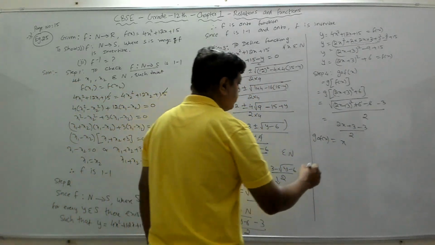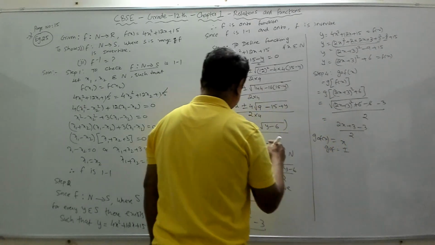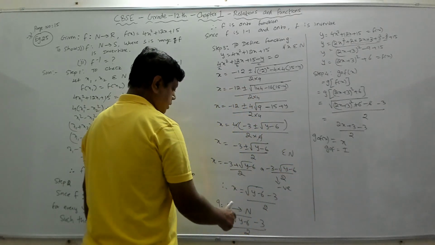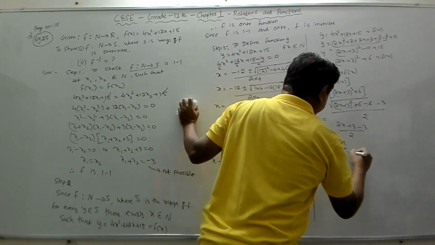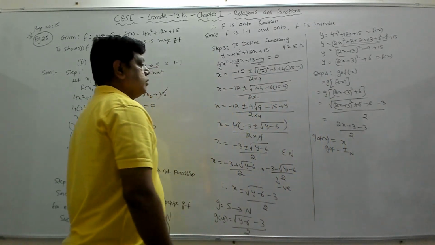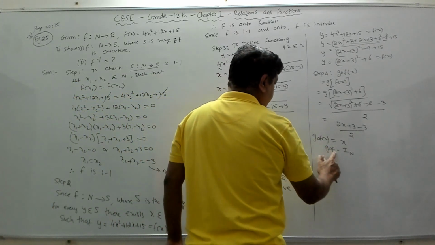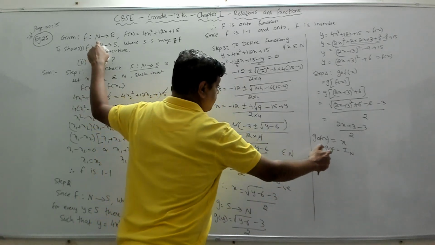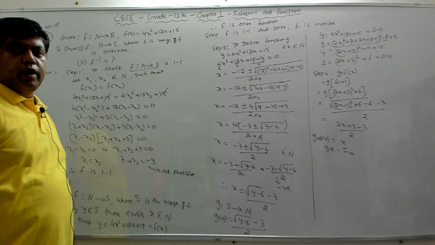Right? Therefore, your g of f is what? Your g of f is I. f is a function from N to N. So it will be a function from I N. Even if you put I, it is okay. I put I N because f is starting from N and g is ending with N. So your g of f is a function from N to N. So we have proved that g of f is equal to I N.